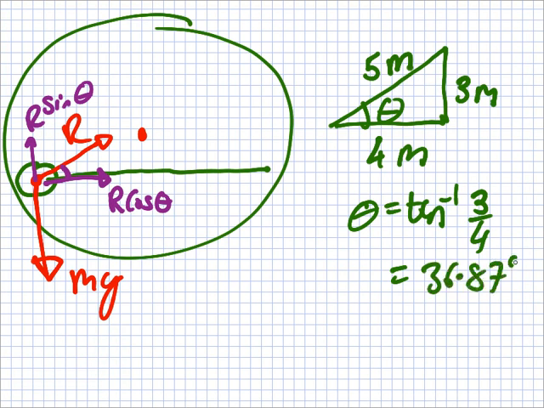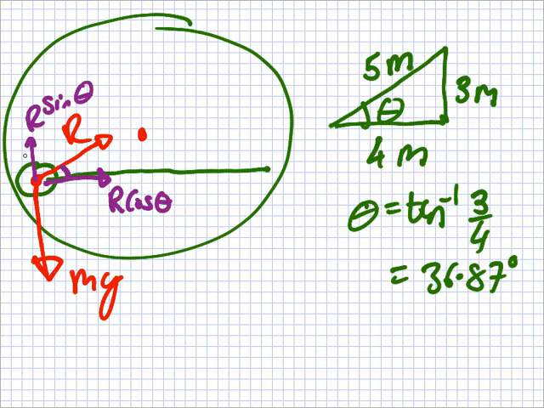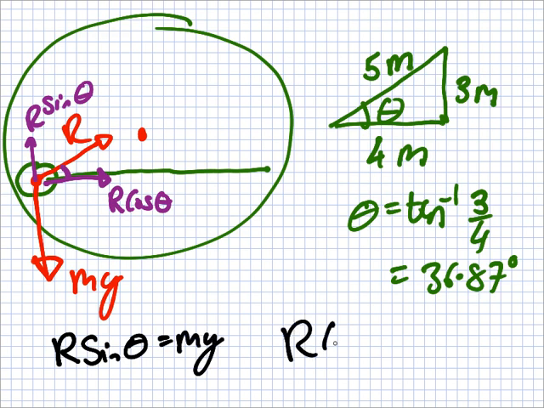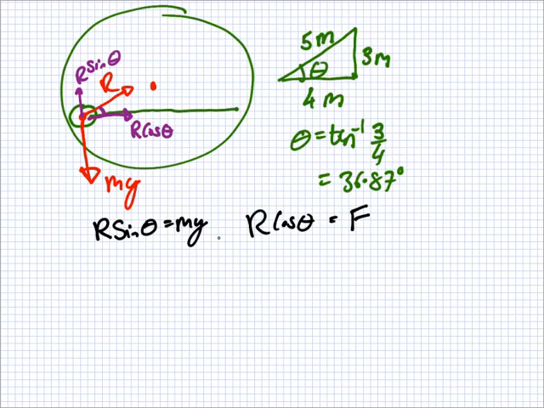Okay. Now I forgot what I'm asking you for. Let me check. I want to know what is the v. That's the v. Right. So let me go back to my picture. What can I say R sine theta equals? mg. And what can I say R cos theta equals? The centripetal force, because that's what's making it go in the circle. Is that okay? Yeah. Right.